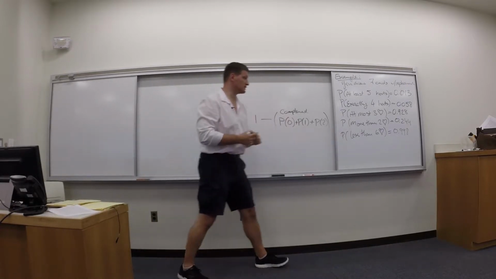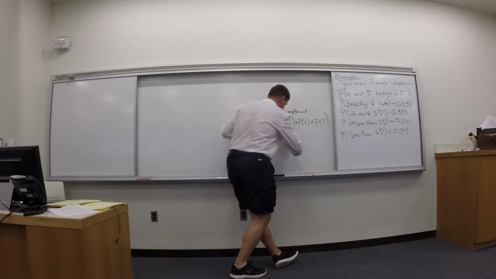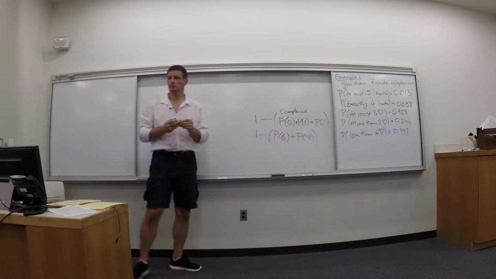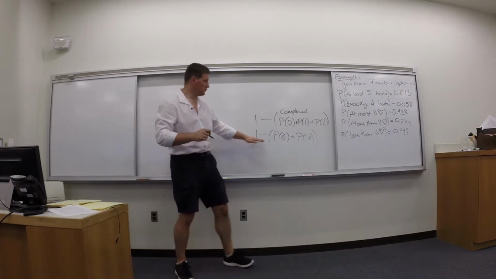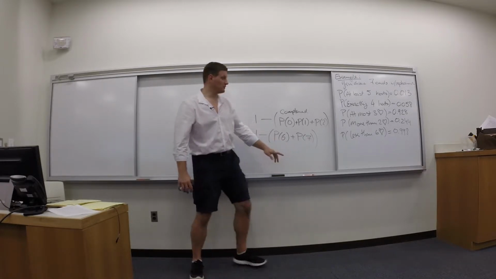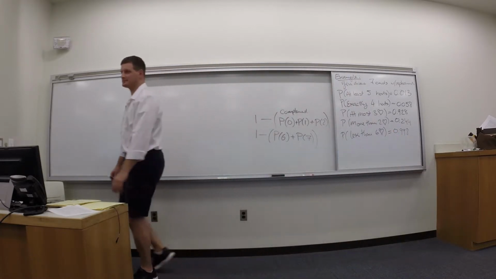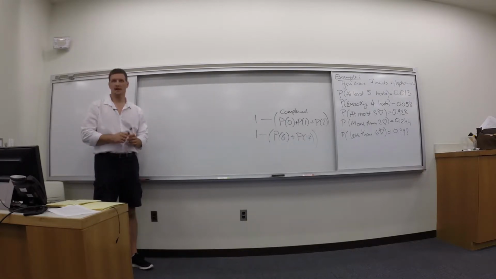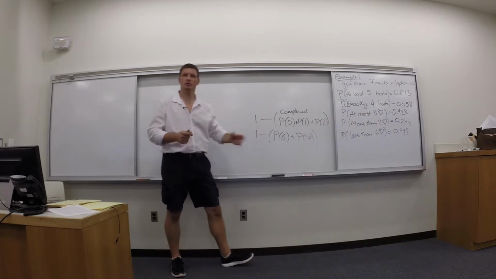Same with this one, less than 6. So it's 1 minus probability of 6 plus probability of 7. Funny thing with the last one. If you do it this way, you're going to come out with 0.999. If you do it forward, you're going to come up with 0.998. So you're going to get two different answers. They are going to be very close, but they're going to be different. And I accept both. As long as you show me how you got there, I accept both.